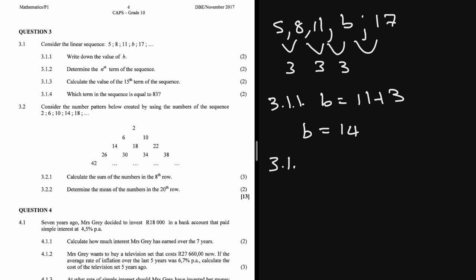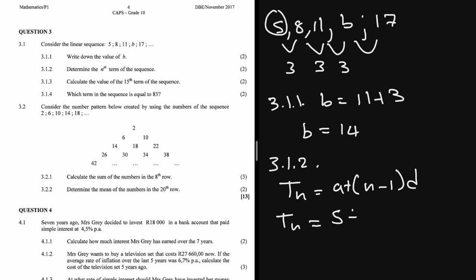So 3.1.2, it says determine the nth term of the sequence. We already know that this sequence is an arithmetic sequence or a linear sequence. Therefore, we can use our general term to say Tn is equal to a plus n minus 1 multiplied by d. So to do that, we substitute the value of a. Remember, a is the first term, so the first term is 5. Then we say n minus 1. Our difference is what? It is 3.